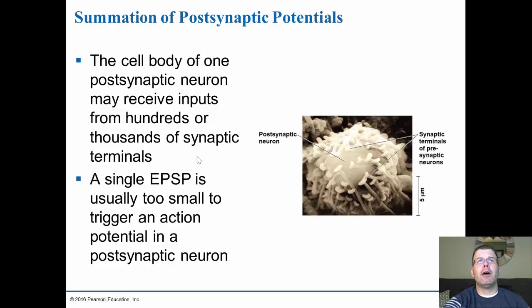Now, the cell body of one of the postsynaptic neurons may receive inputs from hundreds or thousands of synapses. And you can see here's the cell body of the postsynaptic neuron.